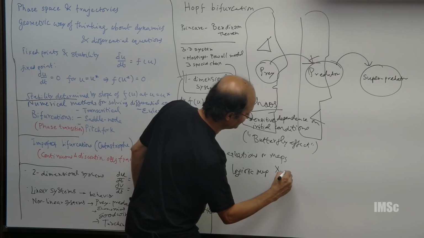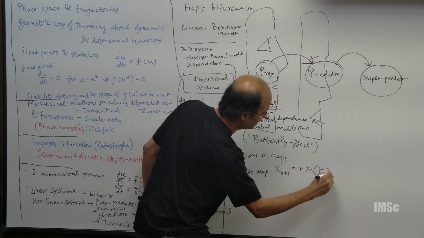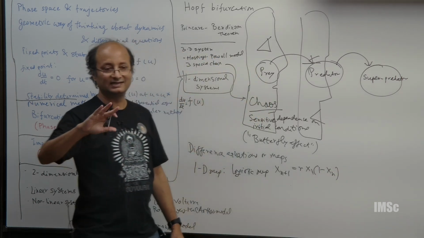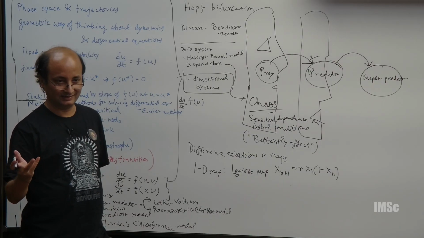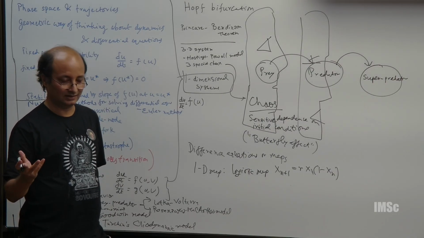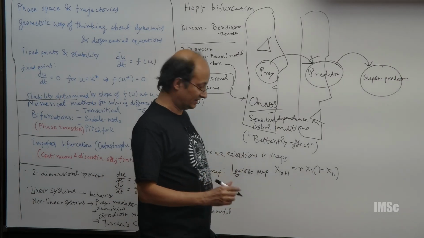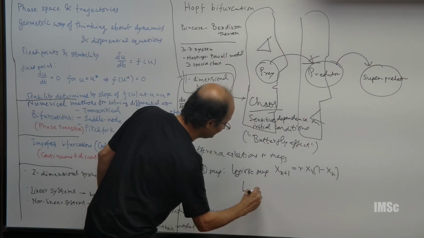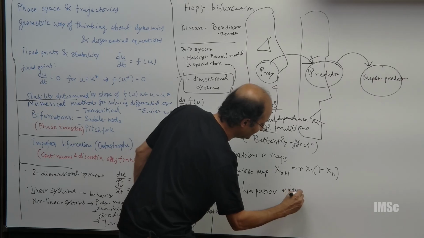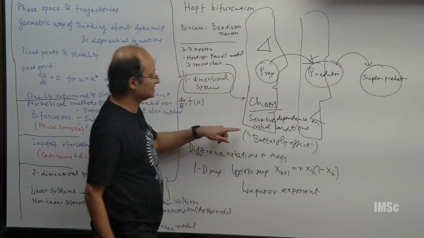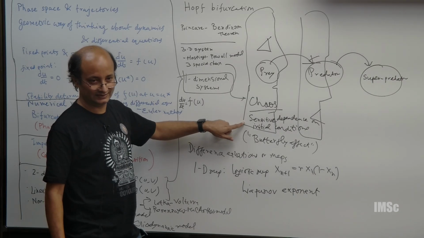So, this will be defined as x_{n+1} equal to r times x_n times (1 minus x_n), where x_n is the ratio of the population to its carrying capacity, the maximal population that an ecosystem can hold. Okay. So, this we will see is capable of showing chaos, and then we will introduce a very important quantity known as the Lyapunov exponent, which measures how sensitively the system depends on initial conditions.